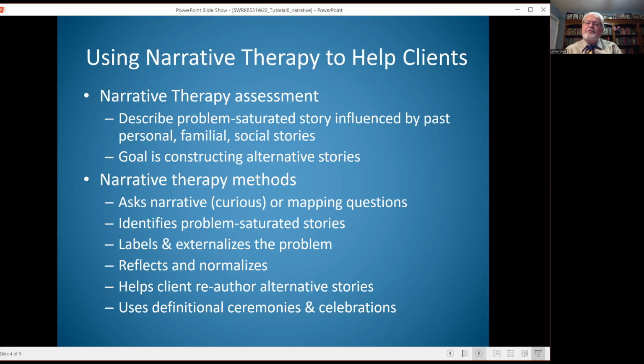Finally, narrative therapy often uses ceremonies and celebrations. They will identify, okay, what do you do to get rid of this He-Man story? How do you celebrate the fact that you've got a different story? How do you tell people about this? How do you feel good about it yourself? And so they identify rituals that can be used in order to accomplish this.